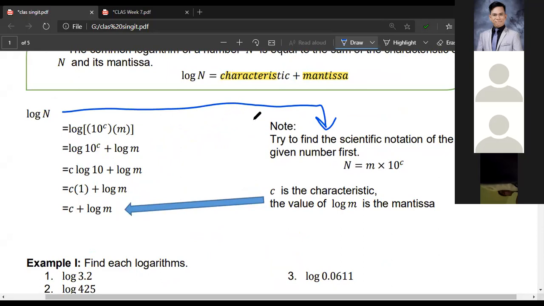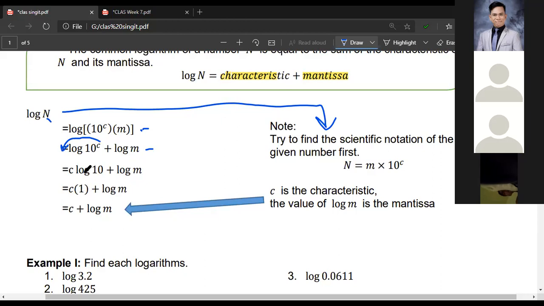Now, when we substitute the scientific notation for n, we will apply the laws. Okay? First one, anong ginawa dito, class? Yung n natin ginawang scientific notation. Next is, bakit naging plus? Pinaghiwalay. By virtue of the product law of logarithms. Tama, di ba? So, logarithm of 10 raised to c times m magiging logarithm of 10 raised to c plus logarithm of m. Now, apply the power law of logarithm. Si c, ililipat na natin sa baba. So, we have c log of 10 plus log of m.